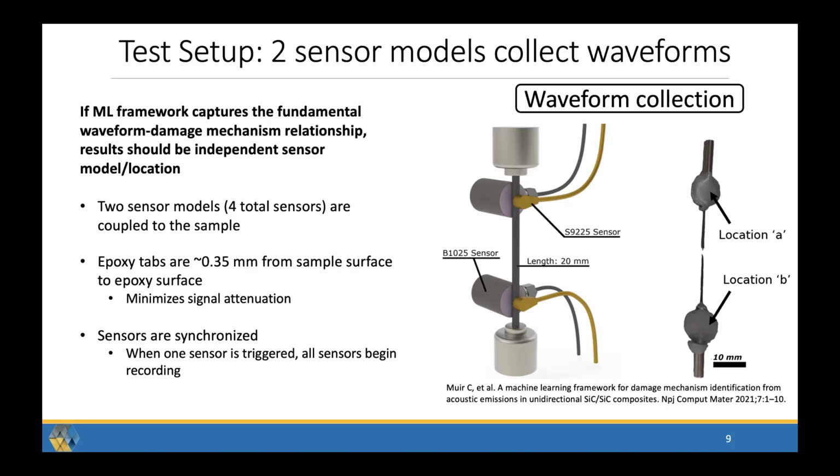And these sensors are in different overlapping frequency ranges. They're up in the megahertz range, and they're synchronized. So all of the sensors will record when one is triggered, and they'll capture these damage mechanisms.